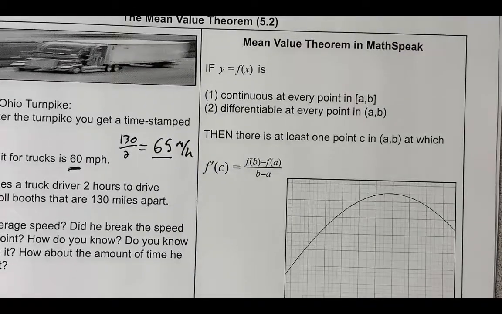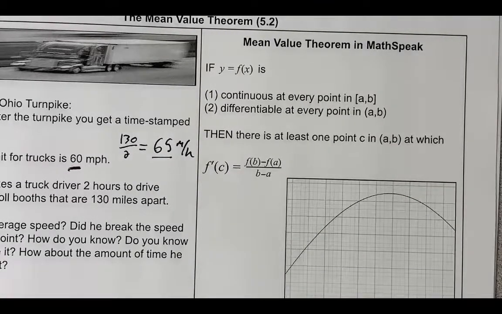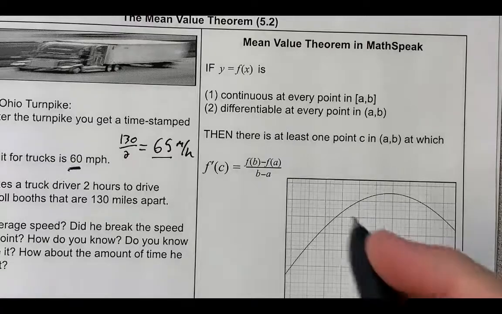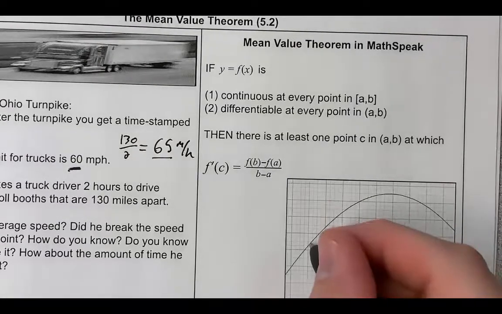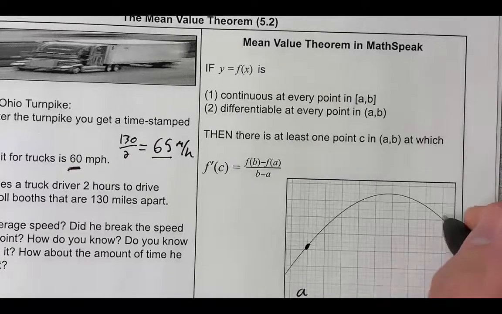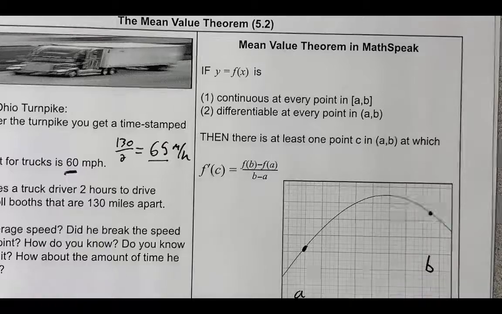So if we look at that in terms of mathematics, let's suppose we have some function f of x. We need two conditions to meet the mean value theorem. First, the function has to be continuous at every point on a closed interval, and that's including a and b. You can pick some a value and some b value. Right? And it has to be differentiable at every point on the open interval from a to b.